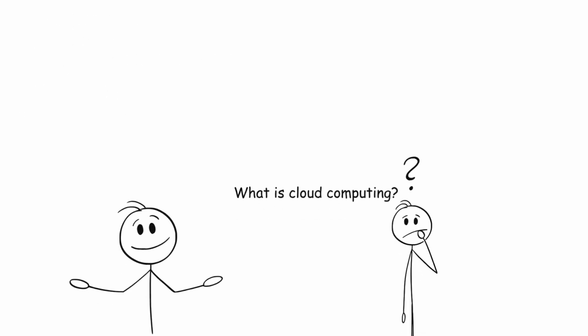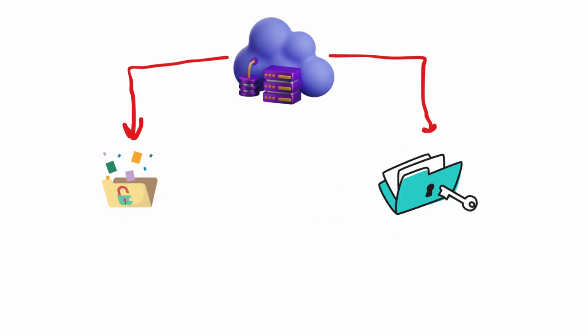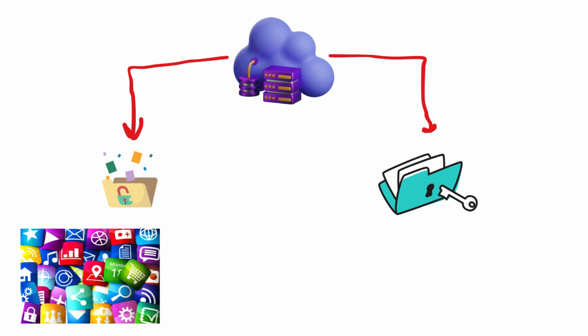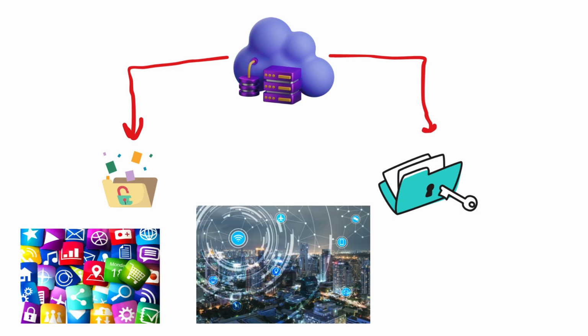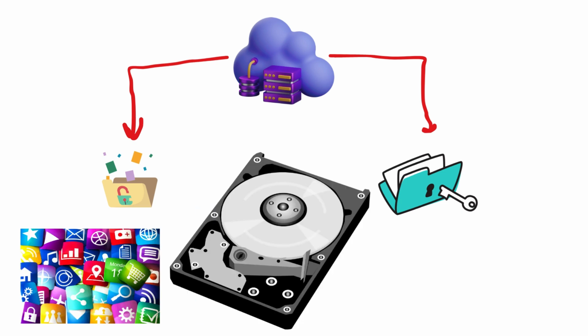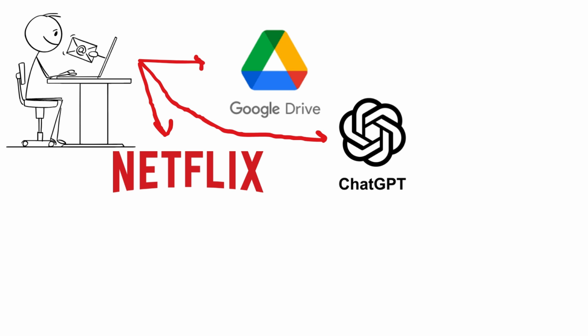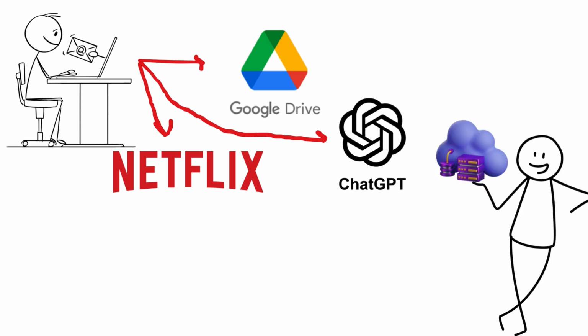Let's start simple. What is cloud computing? Cloud computing means storing and accessing data, applications, or services over the internet instead of your computer's hard drive. When you upload photos to Google Drive, stream on Netflix, or use ChatGPT, you're using the cloud.